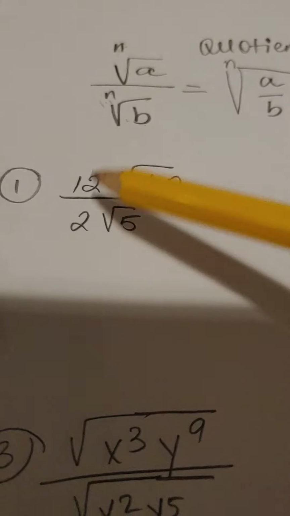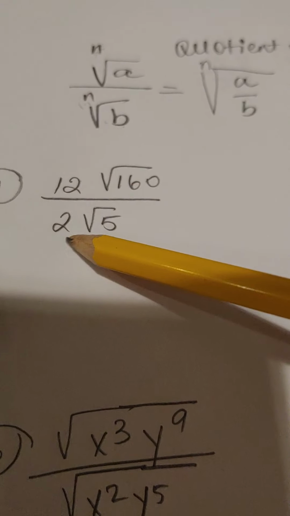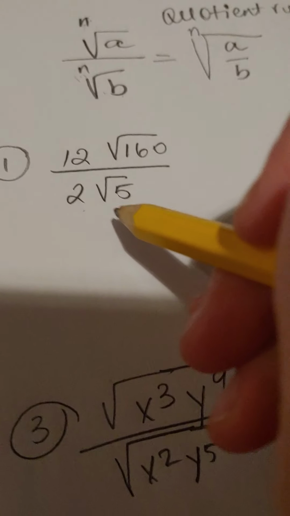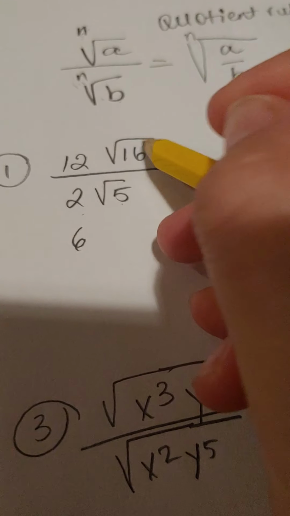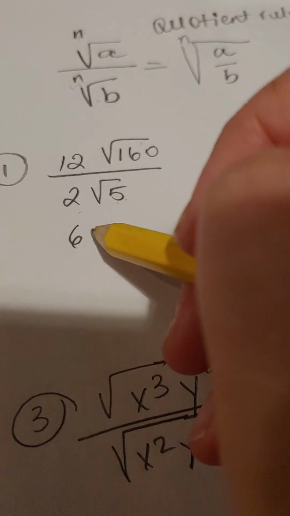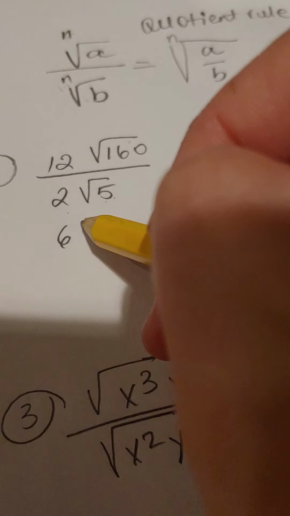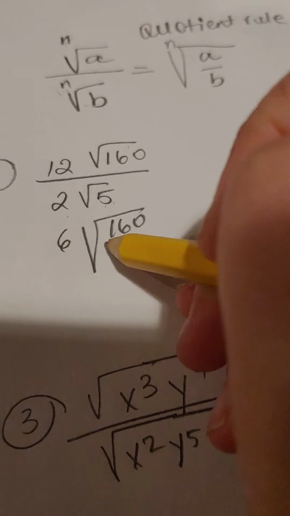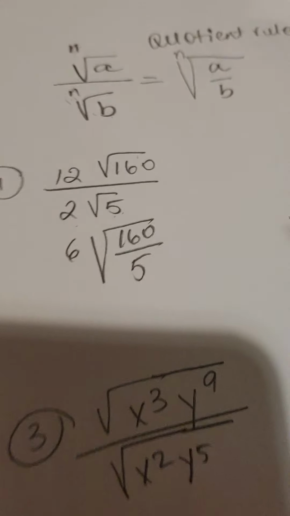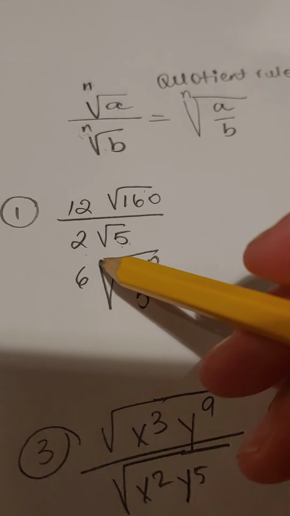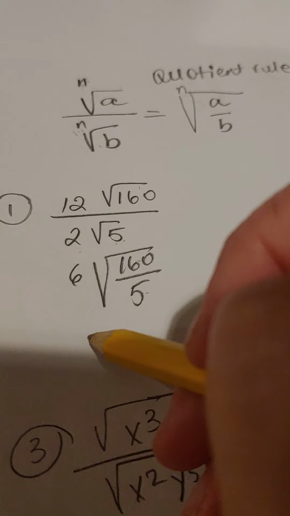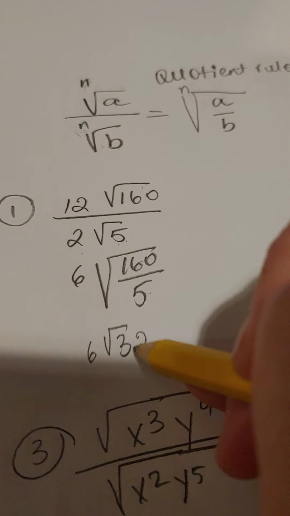So number 1, 12 can be divided by 2 and the result is 6. Here, 160 is on top. Square root of 5 is on the bottom. So I can use the quotient rule, and that's what it is. It's 160 divided by 5 under the same radical. So it's actually 6 square root of 32.